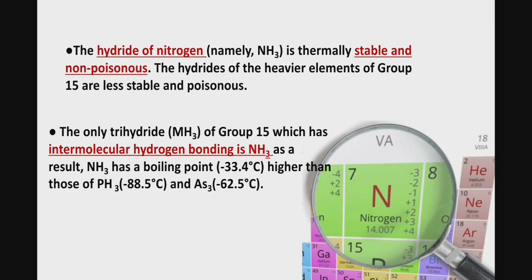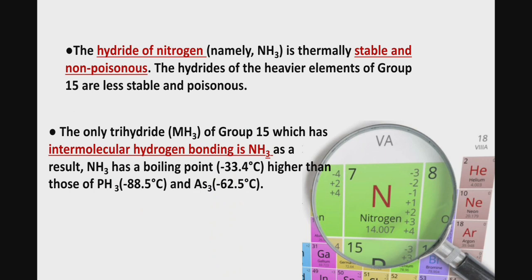Then the hydride of nitrogen, namely NH3, is thermally stable and non-poisonous. The hydrides of the heavier elements of group 15 are less stable and poisonous. Okay, let's move to the next points.